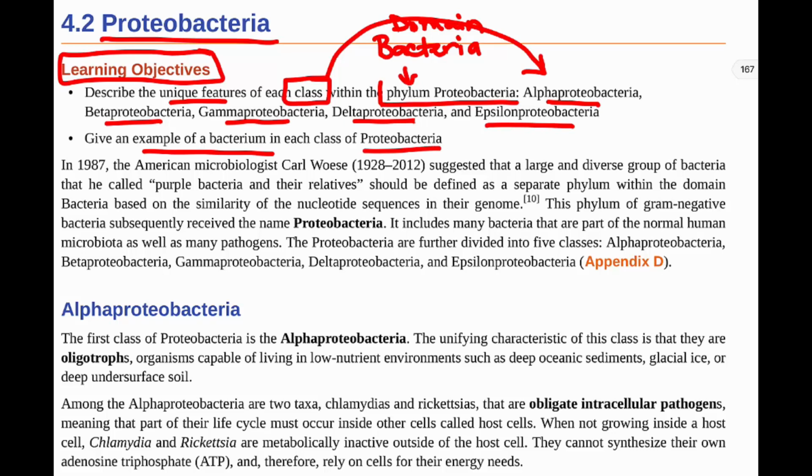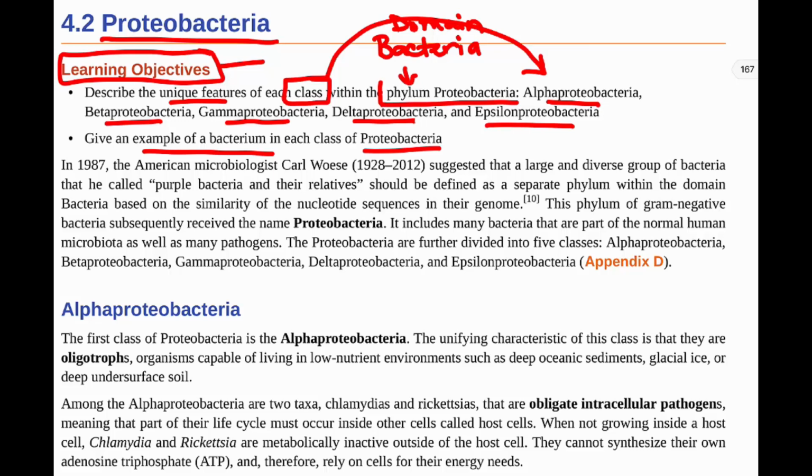Keep these learning objectives in mind as we go through the next several chapters, because I think they keep things very organized. You can look at 4.2, which is about the phylum Proteobacteria, and these are the different classes within it. Then you can read through the chapter and figure out the different bacteria and how they fit into that Proteobacteria class and phylum.